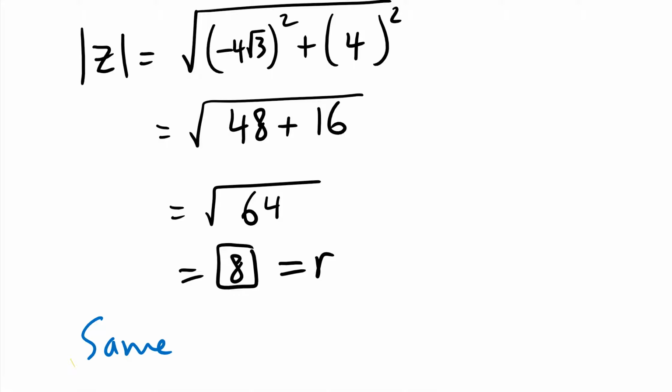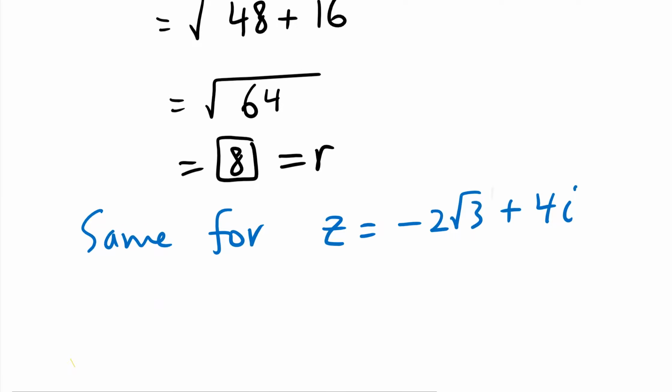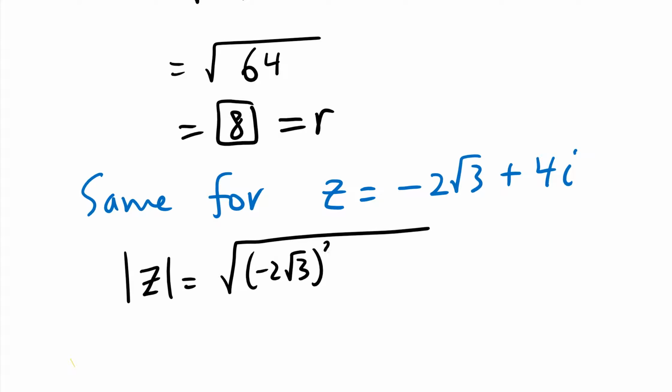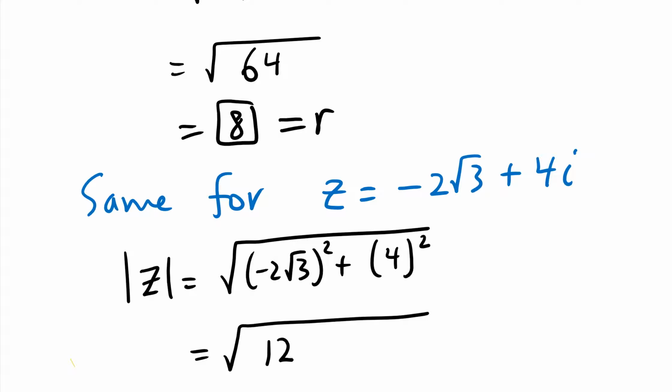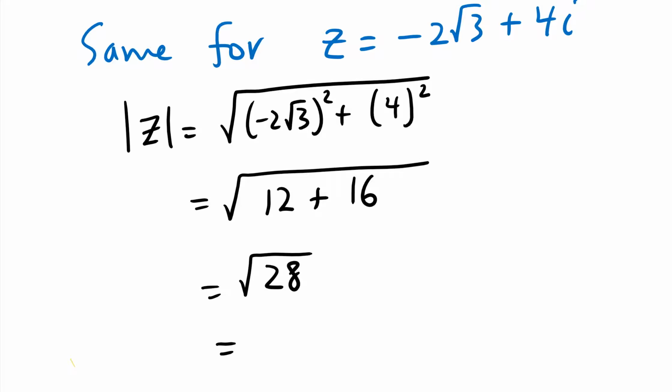Same for z equals negative 2 square root of 3 plus 4i. We're going to find the absolute value of this. So the absolute value of z is going to be the square root of the first one squared plus the second one squared. This is 4 by 3, 12, plus 16. Square root of 28. And make sure you simplify it. So this won't be one of the answers. You have to write it as 4 by 7. The final answer would be 2 square root of 7.